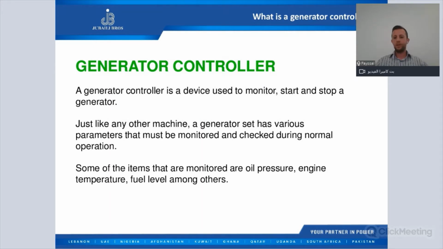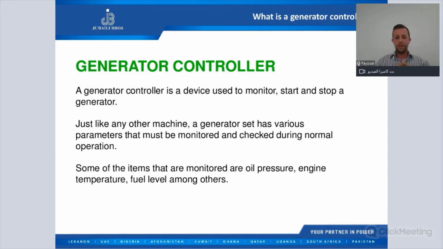So what is a generator controller? A generator controller is a device used to monitor, start, and stop a generator. So basically, it's a device used to monitor and control a genset. Just like any other machine, a generator set has various parameters that must be monitored and checked during normal operation. So basically, in a nutshell, a genset controller is a human-machine interface. It connects us with our generator, okay? So we can give our genset certain commands and read its feedback or read its parameters.